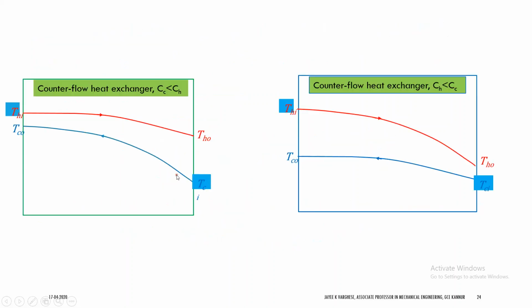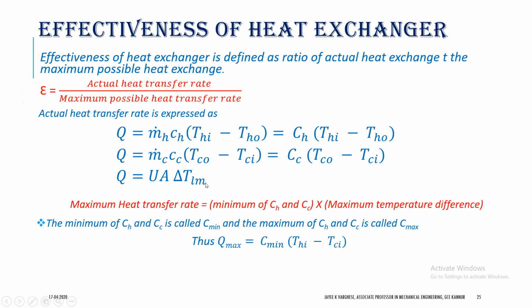So let's see the figure here. Now in this case we know that Cc, the heat capacity rate of the cold fluid, is less than the heat capacity rate of the hot fluid. So in that case the hot fluid will have lower temperature variation as compared to the cold fluid. The cold fluid will be having more temperature variation.